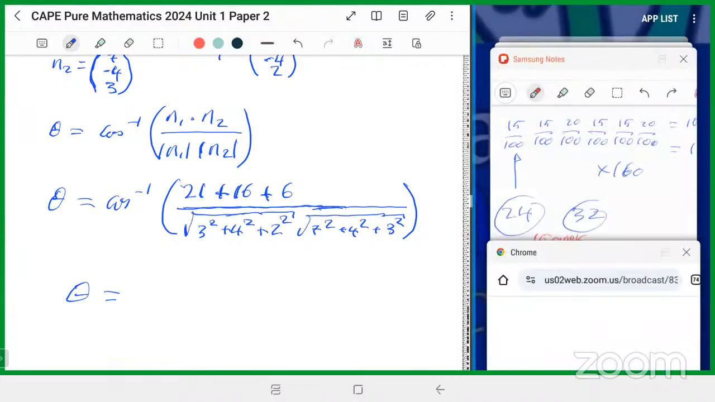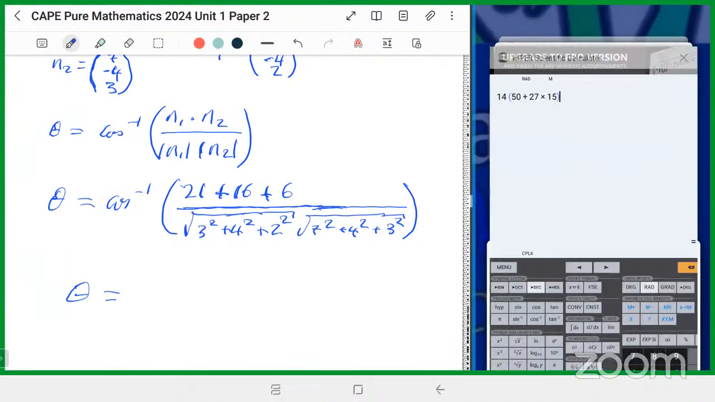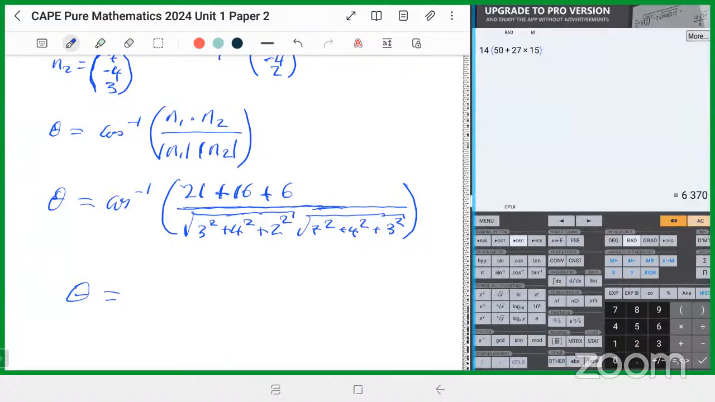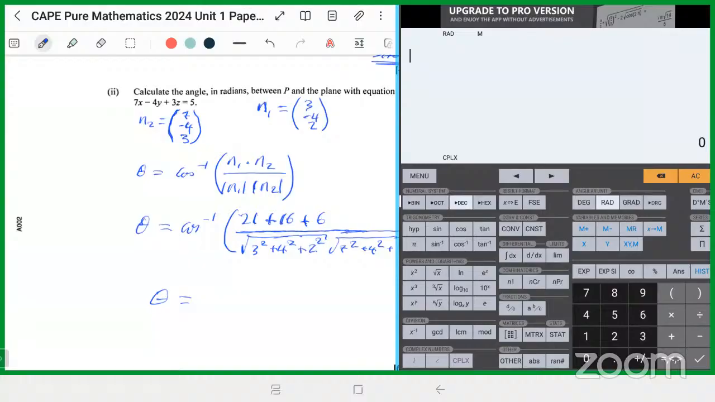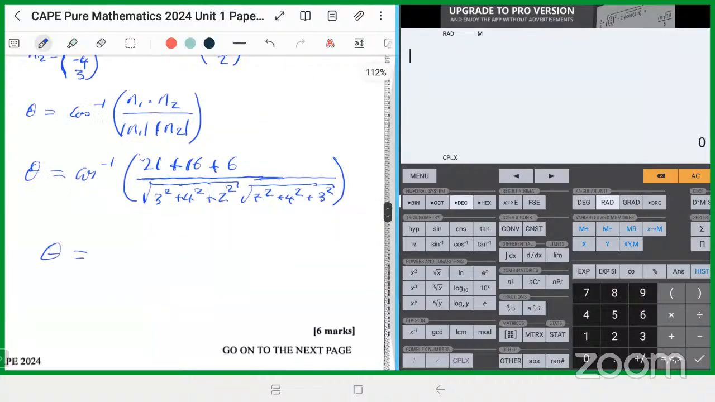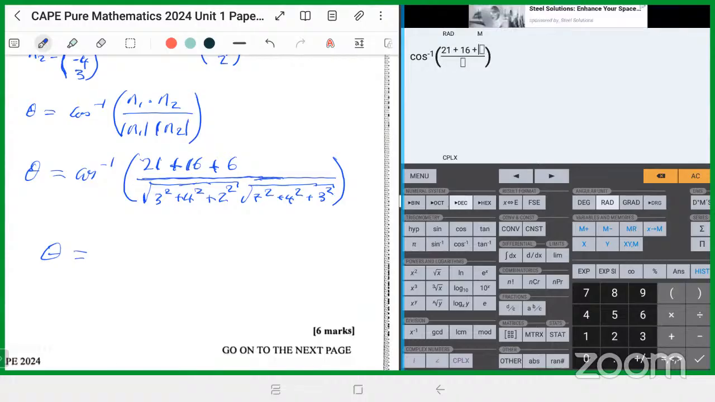I'm going to put the calculator in radians first, which is already in radians. You can see it there. And I'm going to put these values in there. All right, let's make it a little bit larger. So I'm going to put cos to the minus 1. It's a fraction. I have 21 plus 16 plus 6, putting that over the square root.